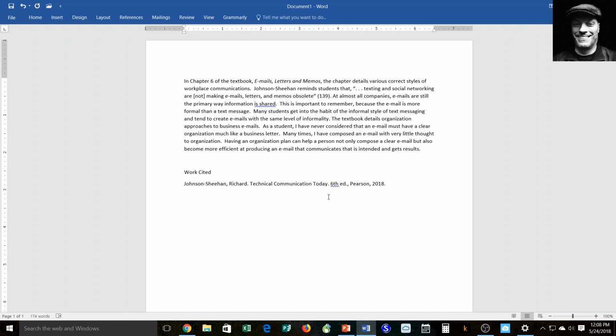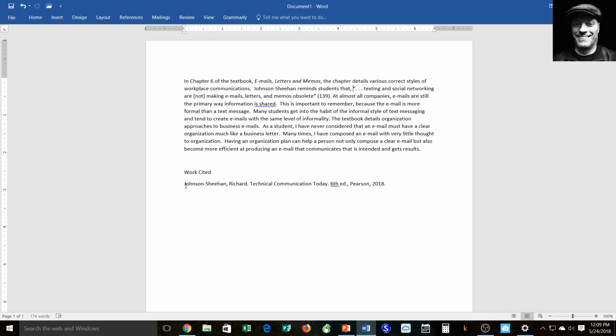So each discussion post requires a few things. It requires a fully developed initial response, a fully developed follow-up response, and both the initial response and the follow-up response must have a citation included. And the citation is there because each response, both the initial and the follow-up, must be grounded in textual evidence and or research.